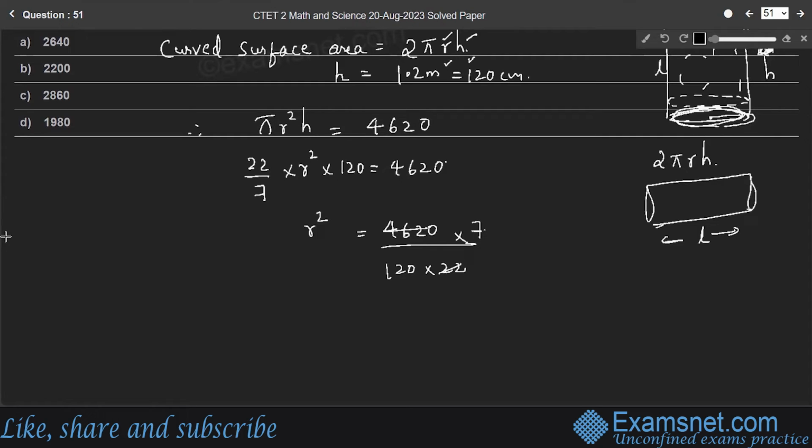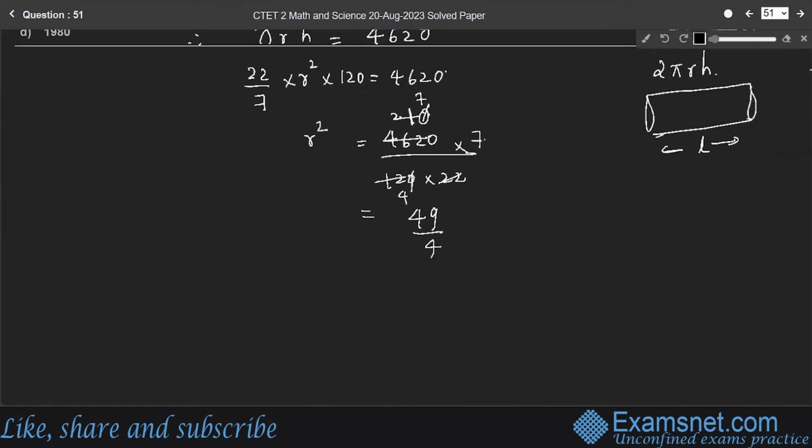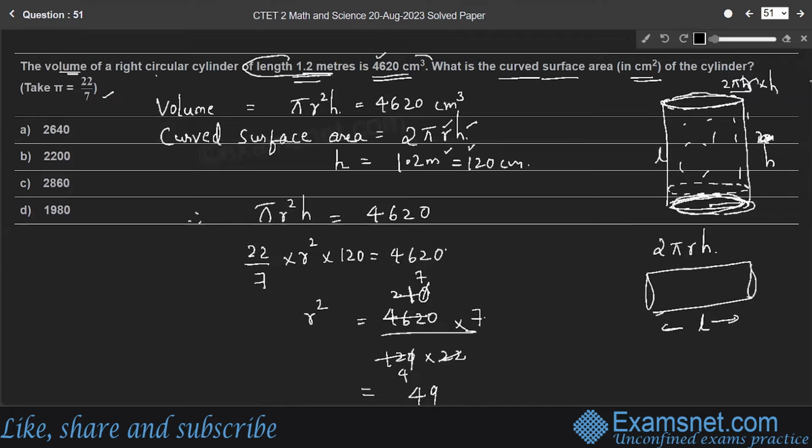So 22 into 2 is 44. 2 is the remainder. 22 into 1 and a 0. So we can cancel 0 and 0. So 3 into 4, 3 into 7. So we have 7 into 7, 49 by 4 as r square. Therefore, the radius of the cylinder, the base radius, is root of 49 by 4, which is 7 by 2 centimeter, is the base radius.